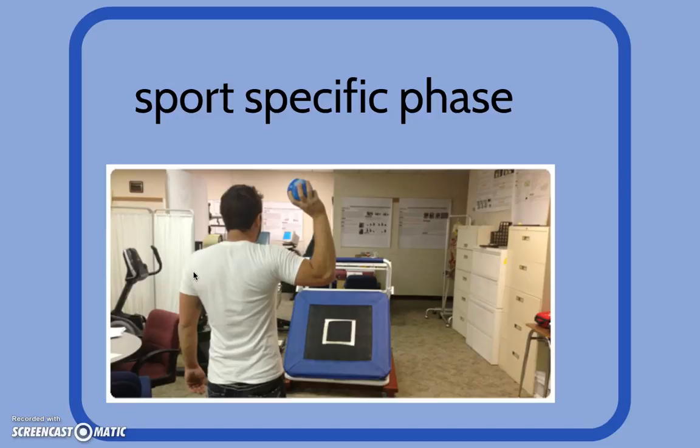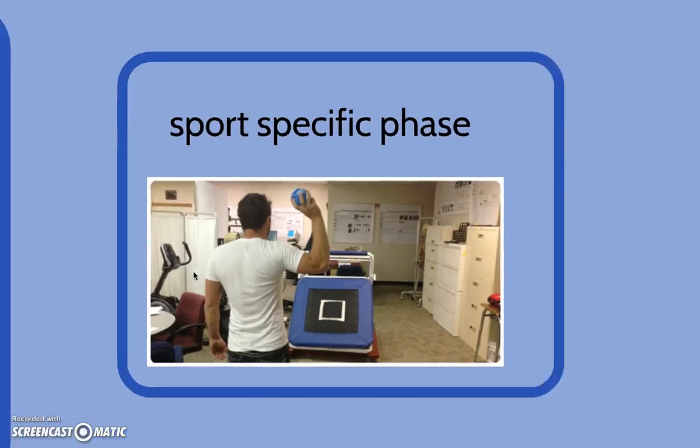The goals of this phase are to continue to progress the arm for functional activity and return to sport. The patient will incorporate plyometric exercises and sport-specific training with a gradual return to normal activity.